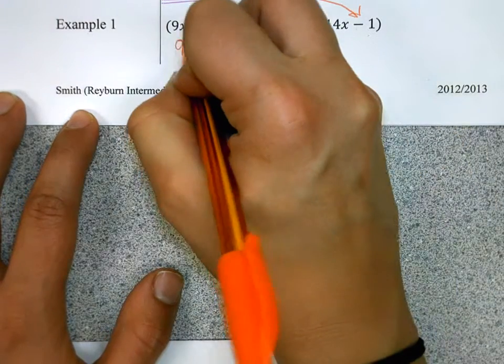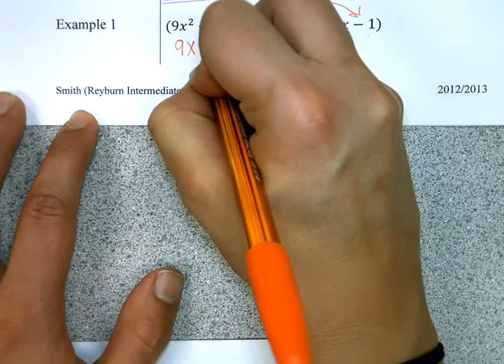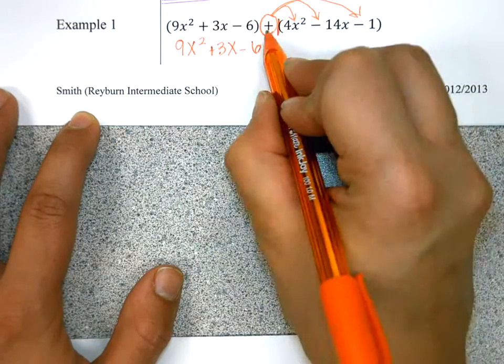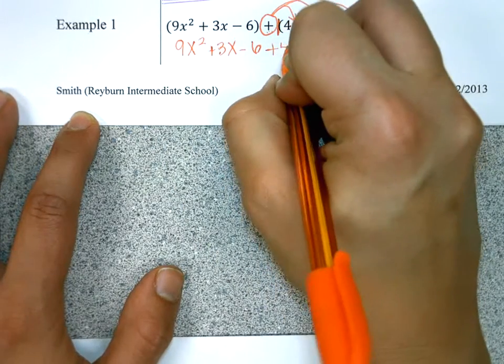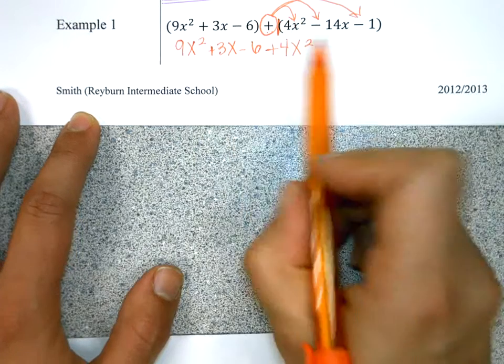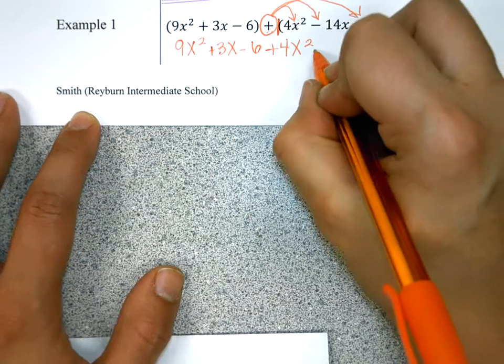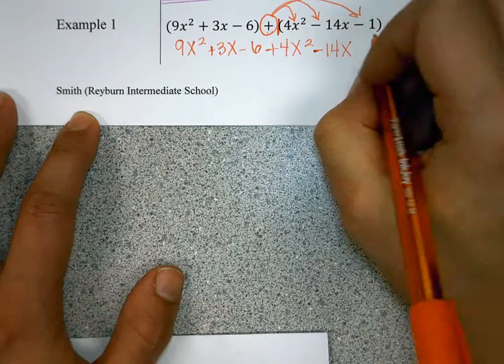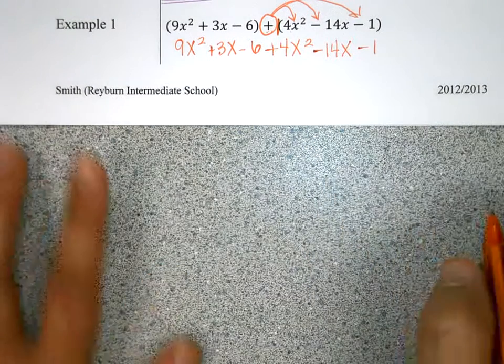So we have 9x squared plus 3x minus 6. 1 times 4x squared is plus 4x squared. 1 times negative 14x is negative 14x. And 1 times negative 1 is negative 1.